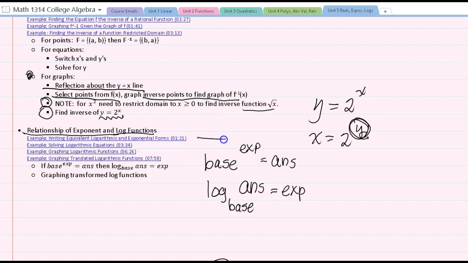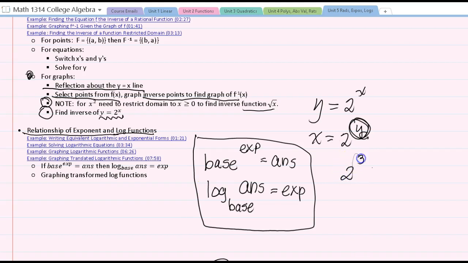I wanted to make sure that you remember this translation between bases and logs. So if we had 2 to the third is equal to 8, then I can also write this as log base 2 of 8 is equal to 3. So a lot of students say this relationship, that 2 to the third power is equal to 8. So that's one way of remembering it as well.